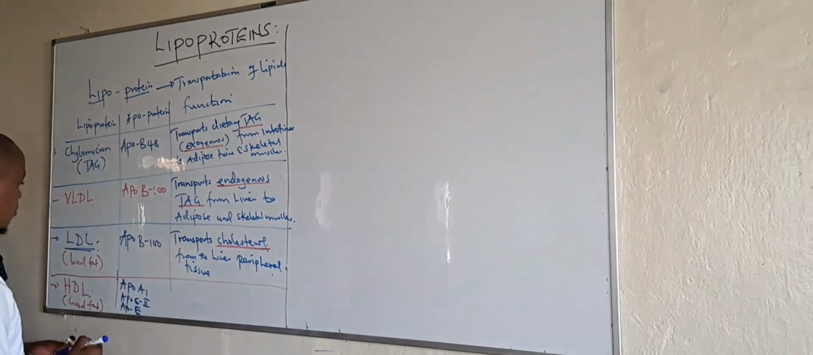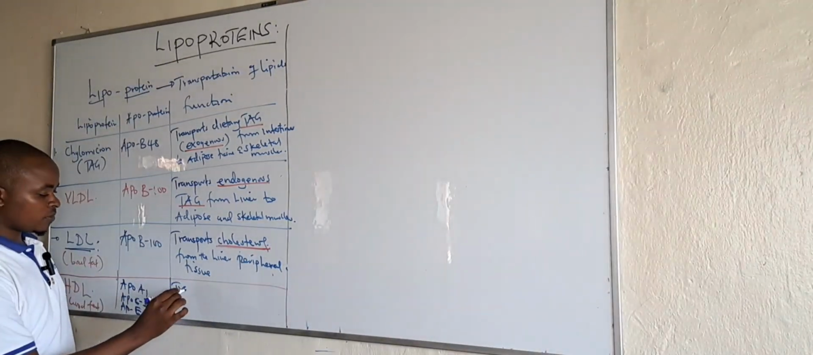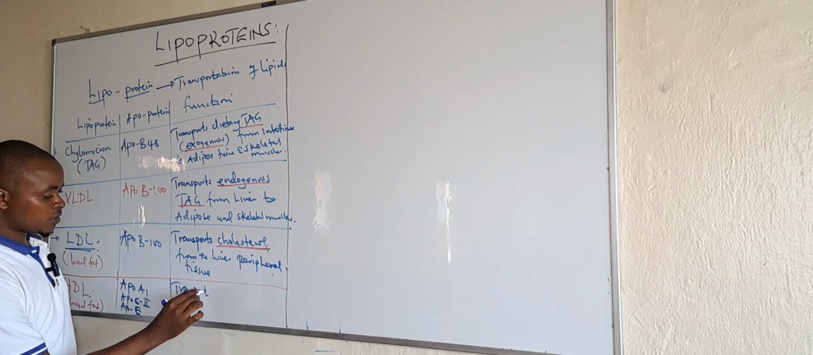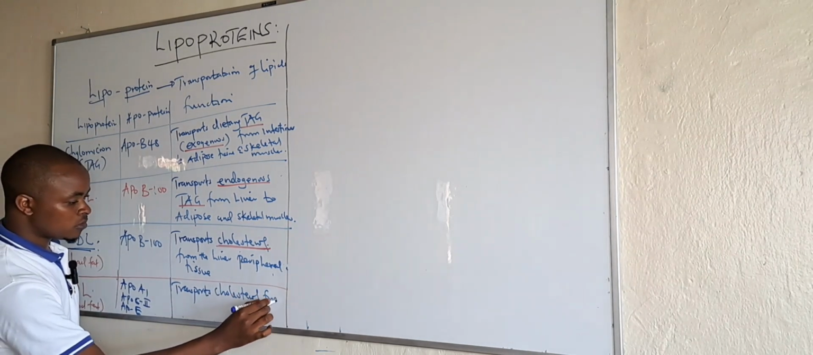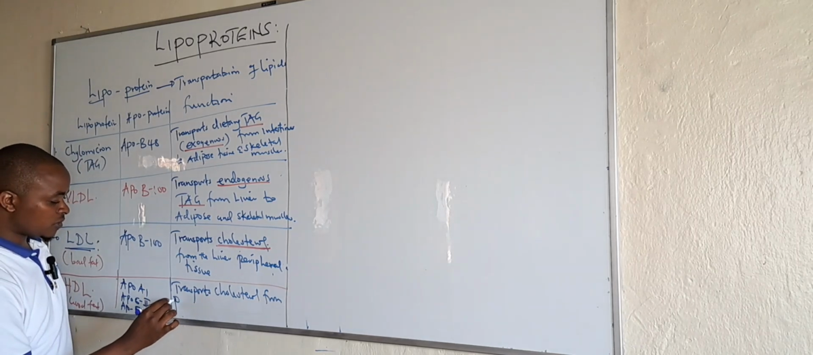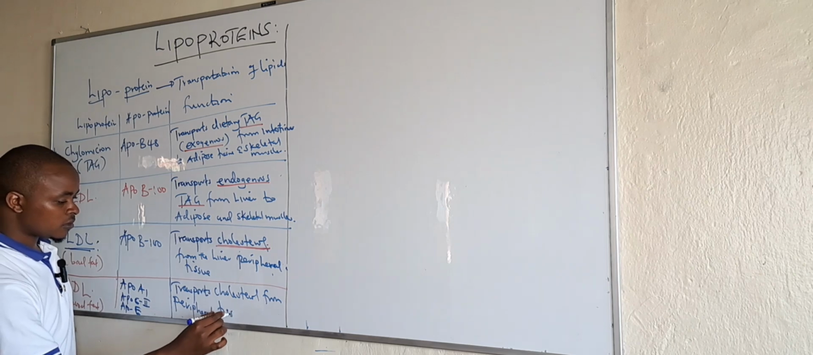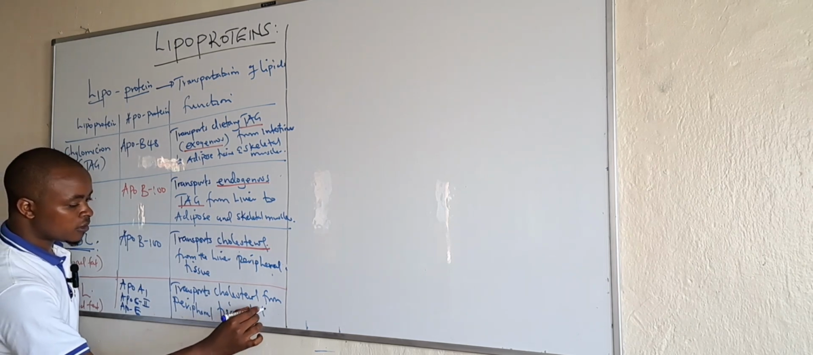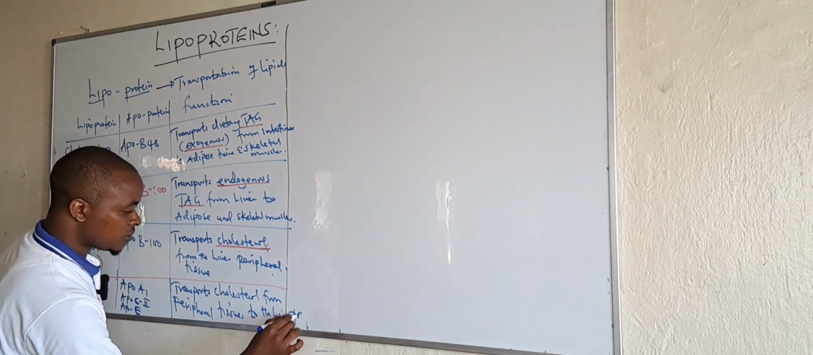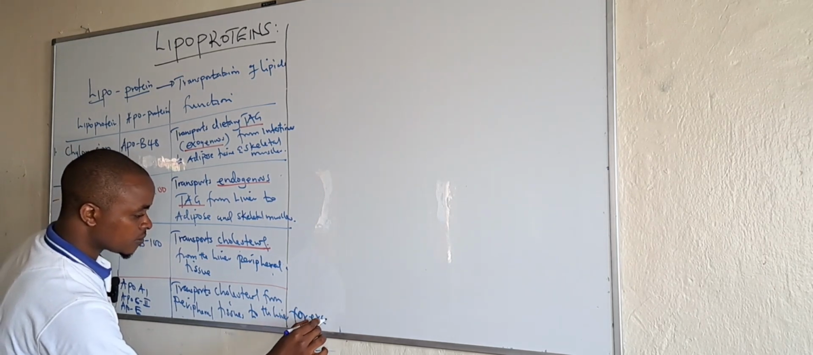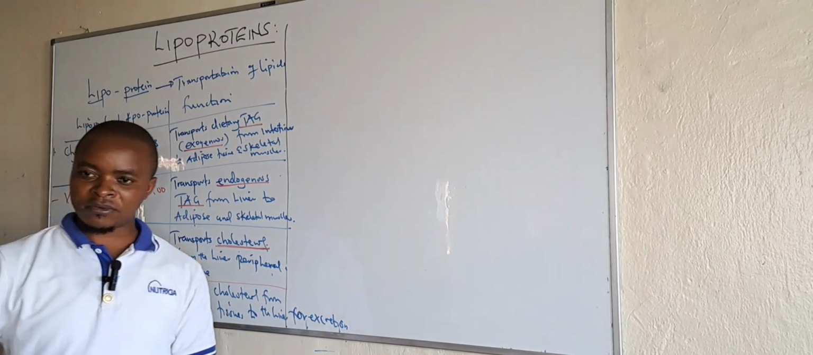And its role is reverse cholesterol transportation. It transports cholesterol from peripheral tissues to the liver for excretion. As we know, cholesterol is excreted in bile.